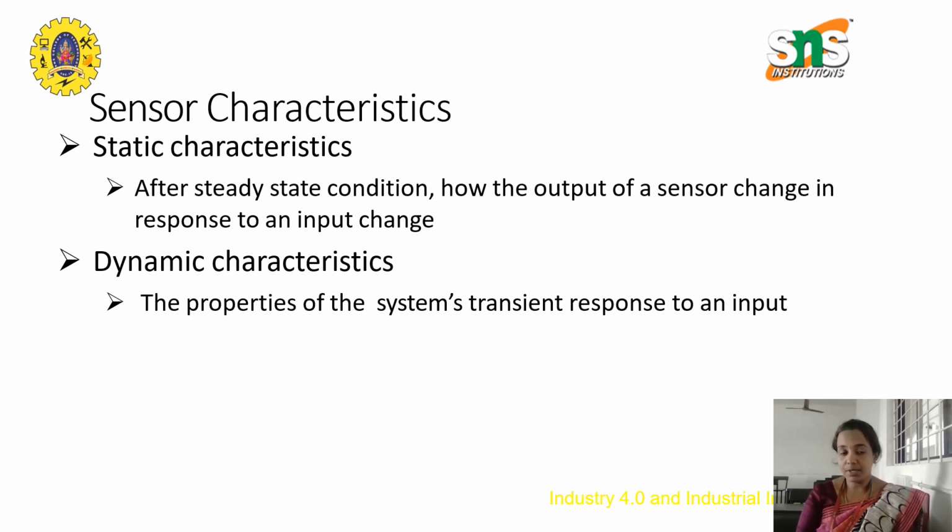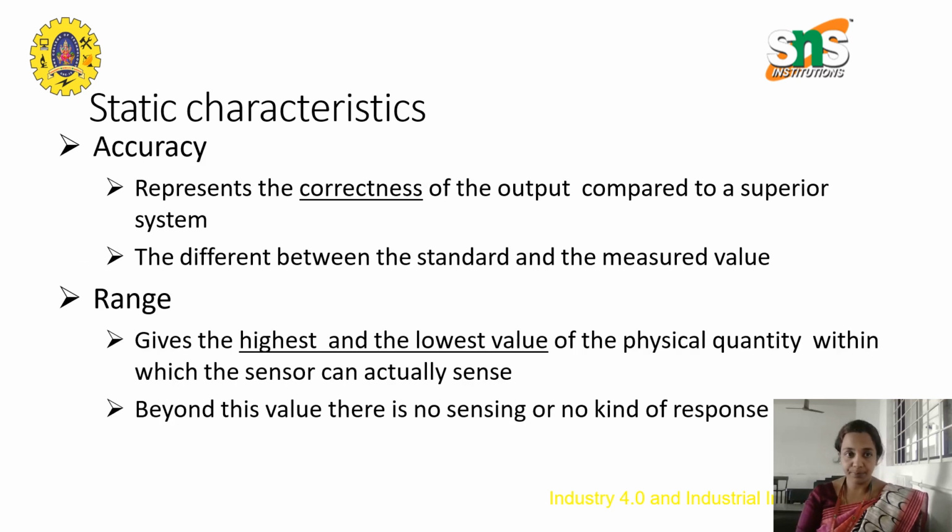Dynamic characteristic means the properties of the system's transient response to an input. Dynamic characteristics means if there is a sudden change in the input signal, if the system changes the output suddenly, then it is called dynamic characteristics. Even if the input changes, if the system takes time to change the output, then that is called static characteristics. Even if the system doesn't change the output signal, in that case also it is called static characteristics of a system.